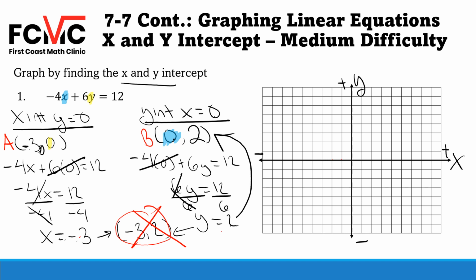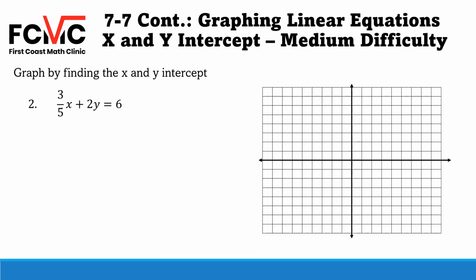So if I'm plotting point A, negative 3, 1, 2, 3, and 0. So point A is right here. And B, 0, 2, x is 0, y is 2, up 1, 2, B is right here. So this is our graph of negative 4x plus 6y equals 12 by identifying the x-intercept and y-intercept. All right, let's get into our second example.